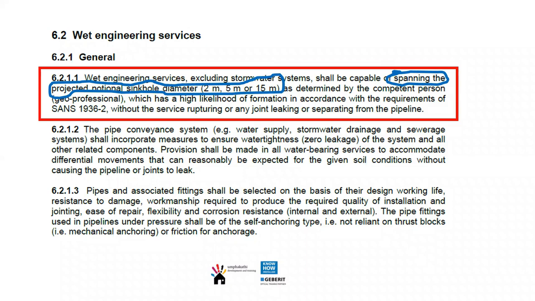So in a Dolomite area, the engineer will determine what sort of distance your pipe needs to be able to span if there is a sinkhole. So it goes from 2 to 15 meters that it needs to be able to span in the excavation or in the ground, and it must still remain integrated once we've had a collapse. So in other words, if we have a sinkhole of 15 meters, the pipe needs to be able to make sure that it doesn't collapse.